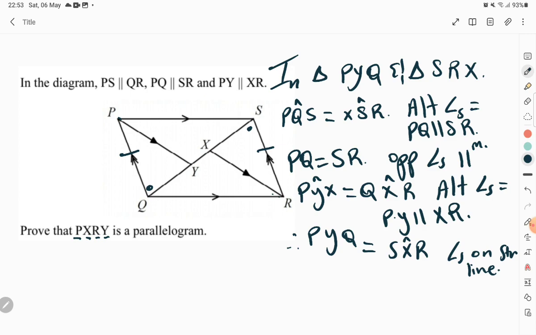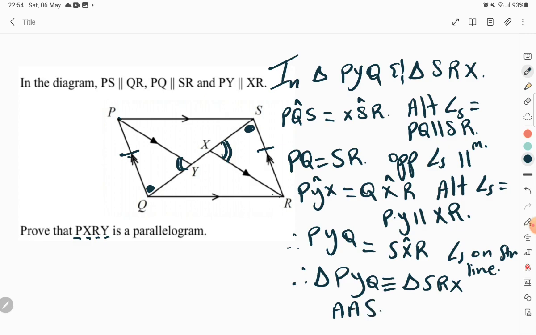Right, so we can now say triangle PYQ is congruent to triangle SRX. The reason for this, we have found that this angle is equal to that angle, and this angle is equal to this angle, and the side is equal to that side. So this is angle, angle, side. So we did prove that they are congruent triangles over here.